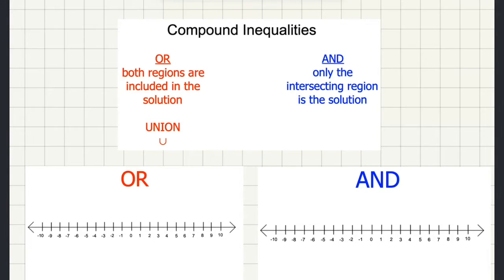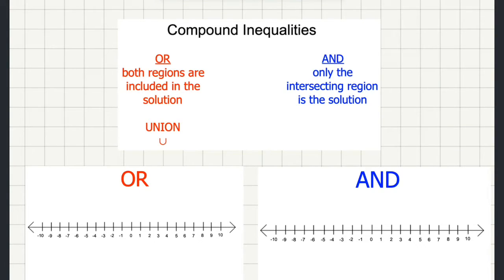When we have compound inequalities, we're going to be solving a pair of inequalities considered together. Sometimes that pair of inequalities is separated by the word or, and sometimes that pair of inequalities is separated by the word and. There is a difference between or and and. So I'm going to illustrate that for you.